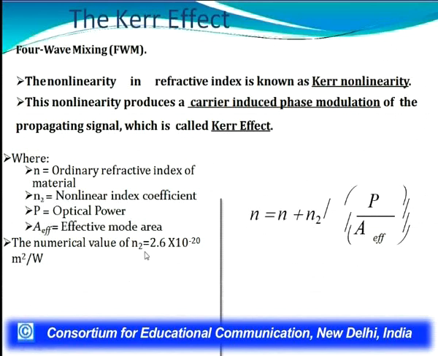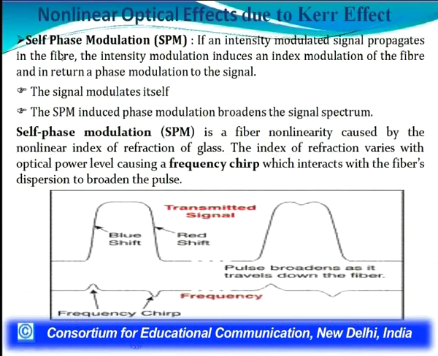The numerical value of n2, the non-linear index coefficient, is taken as 2.6 × 10^-20 meter square per watt, and this is the formula to get the non-linear index. Now, the non-linear optical effects due to the Kerr effect begin with self-phase modulation, in which the intensity modulated signal propagates in the fiber. The intensity modulation induces an index modulation of the fiber, and in return the phase modulated signal will be as we see in the diagram.